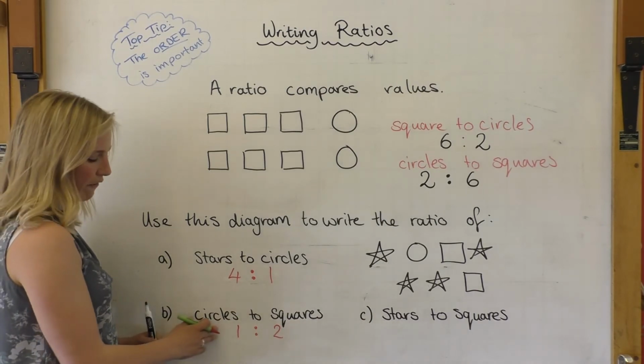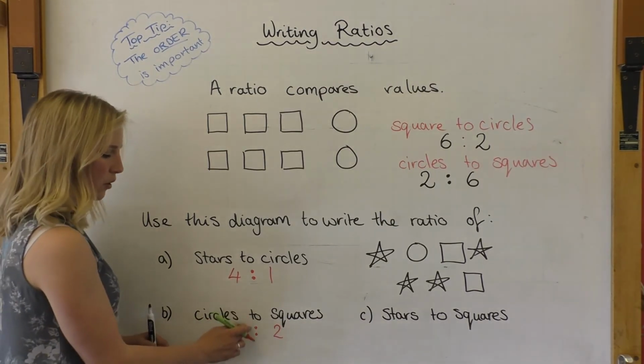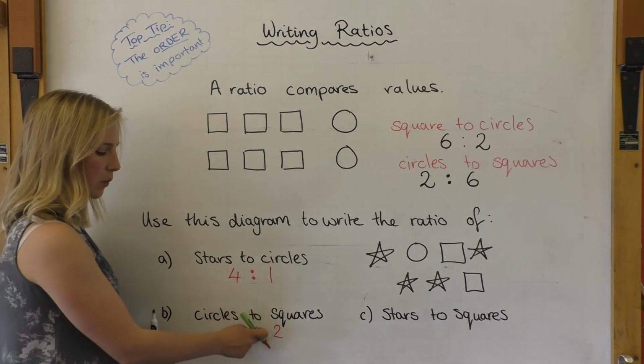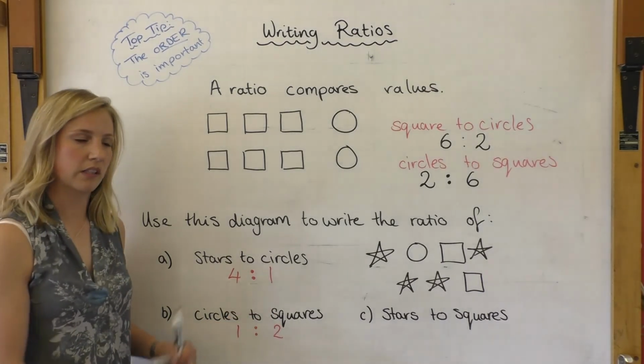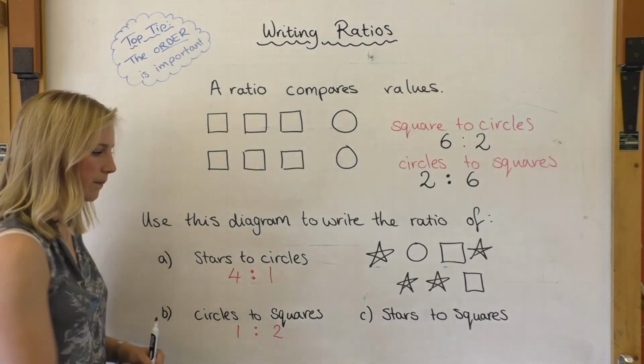I break it down. I first write down my circles number, the 2 signifies the colon, and my squares number is underneath the word squares. That just helps me to check it at the end.